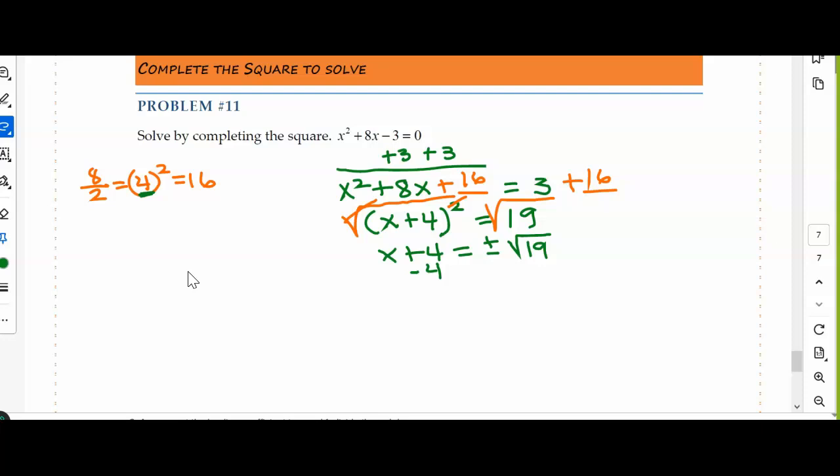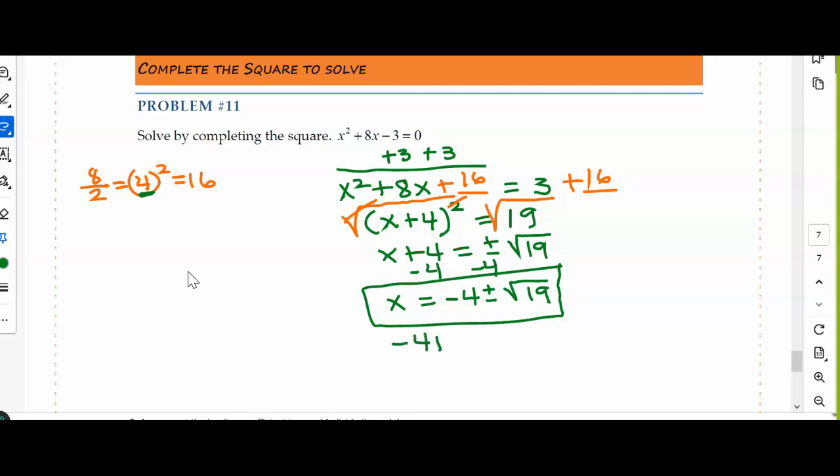And so before, these ended up being perfect squares, so I wrote out the 2 separate equations. But on this you won't have to. When you subtract that 4 over, put it in front of your plus or minus sign. So I've got x equals negative 4 plus or minus the square root of 19. And that whole thing is your answer. And again, there are 2 solutions, right? Negative 4 plus square root of 19, negative 4 minus square root of 19. Okay, so 2 solutions there.